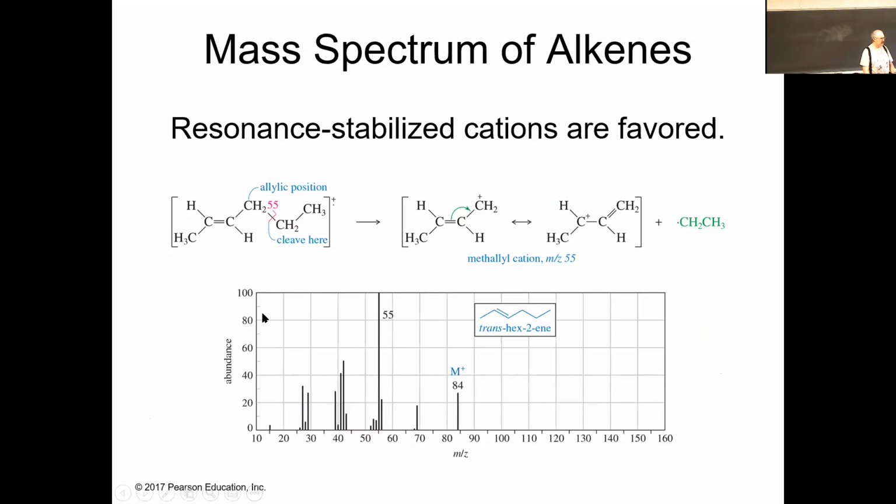And here's a good example. This is trans-hex-2-ene. This major peak here at 59 is from this resonance stabilized cation. 84 is the molecular ion peak. We've just lost an electron.